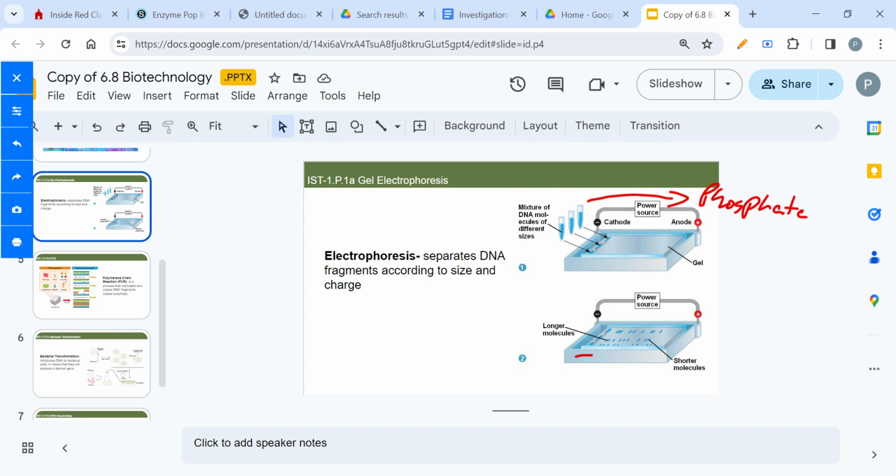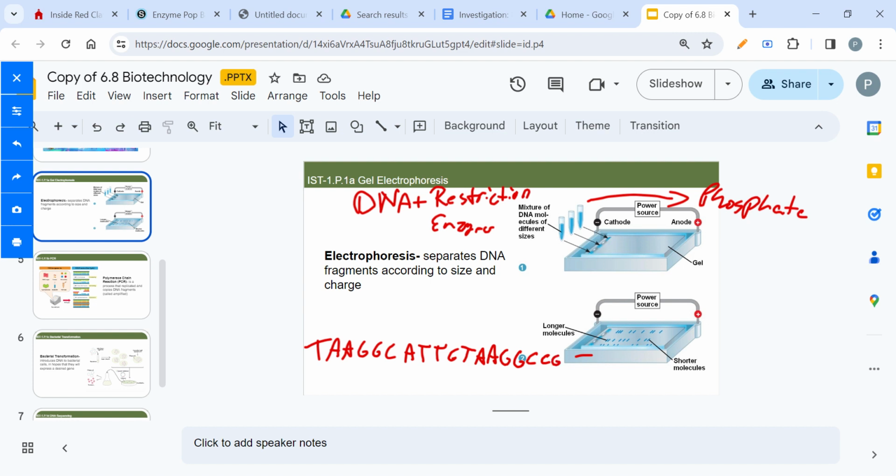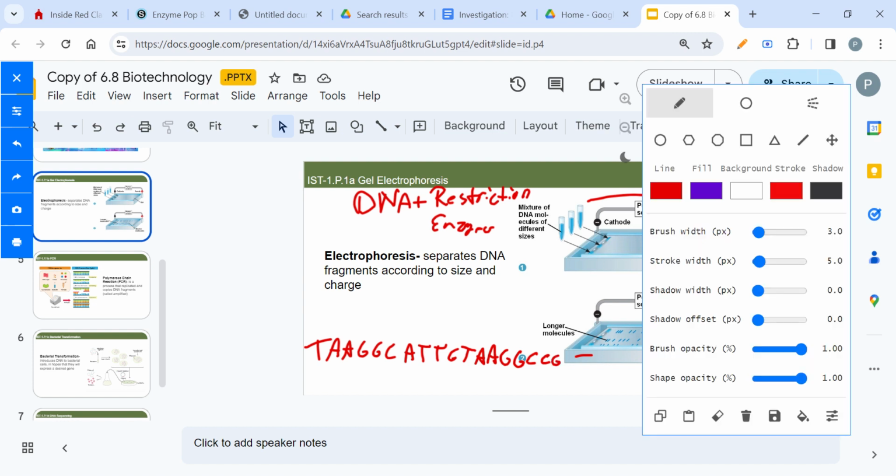So what happens is that the DNA is going to be treated with these things called restriction enzymes, and I'm going to explain what these restriction enzymes are. Let's say that we had TAGGC ATTG. I'm just writing this right now so that I can give you an idea. All right, so this is my DNA sequence right here.